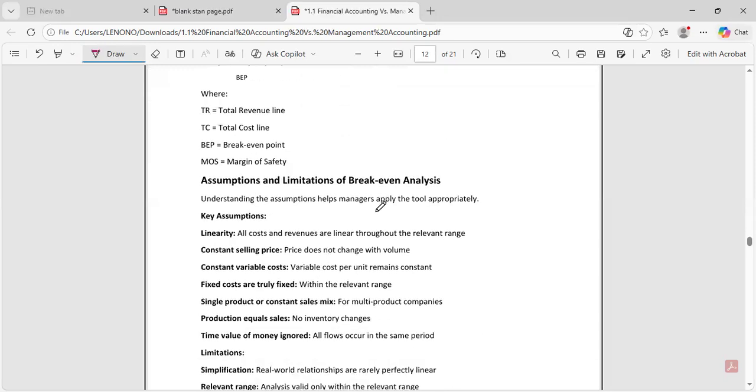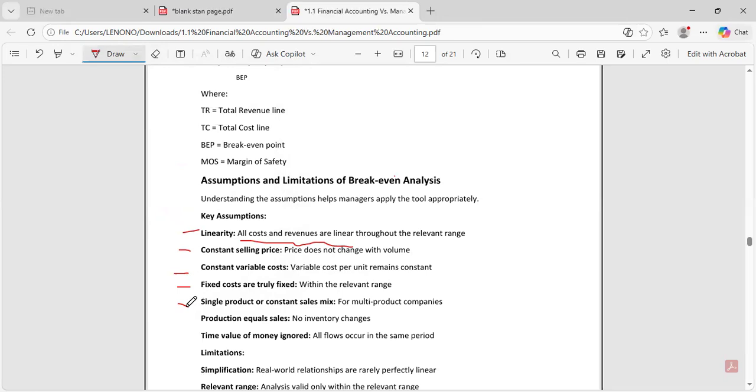So now the assumptions and limitations of the break-even analysis. What are the assumptions and limitations? So the first assumption here is linearity. All costs and revenue functions are linear throughout the relevant range. We have the constant selling price. Price does not change with volume. Constant variable cost, the unit cost remains constant. Fixed cost also remains the same. And then single product.